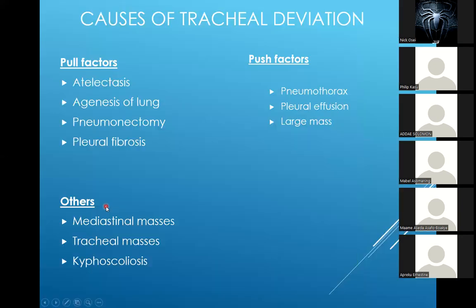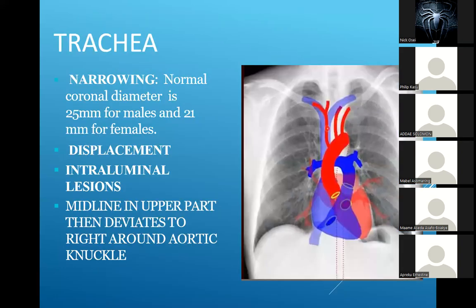All right, so we said that the things that could cause a trachea to be deviated to the side of the pathology, the pull factors, are atelectasis, agenesis of the lung, pneumonectomy, or pleural fibrosis. The things that could push the trachea away from the side of the pathology, the push factors, would be a pneumothorax, a pleural effusion, a large mass. Just take note.